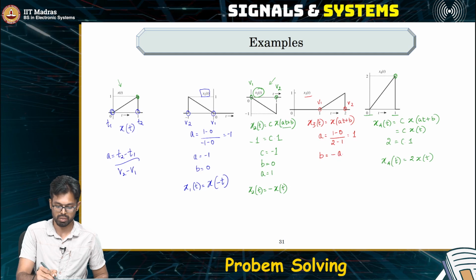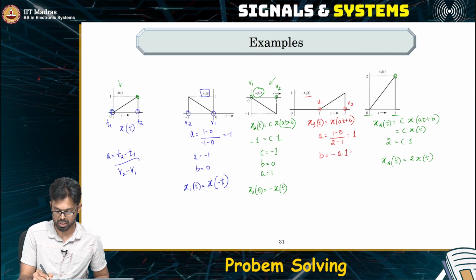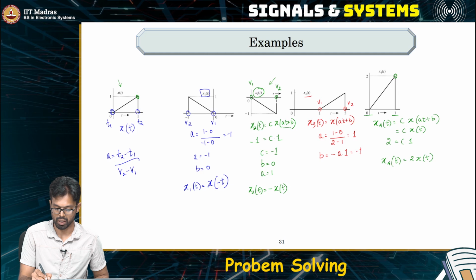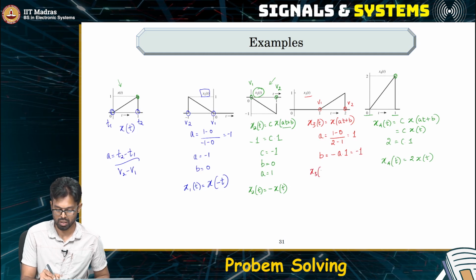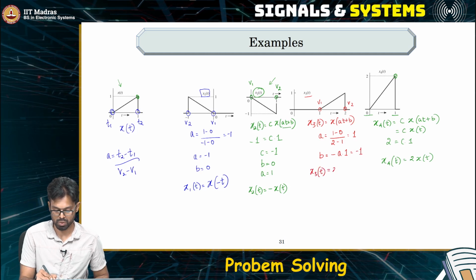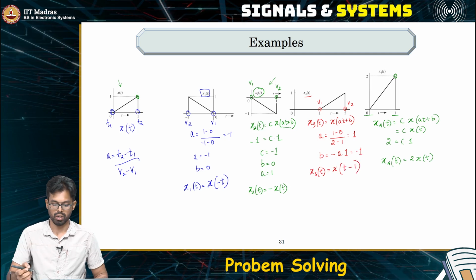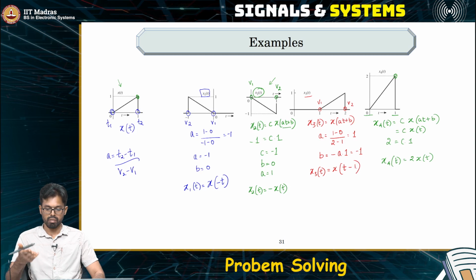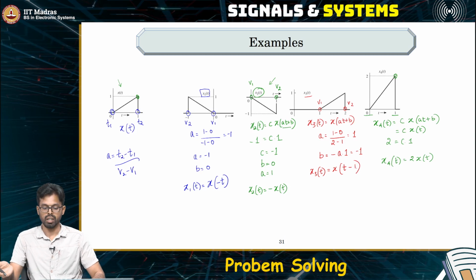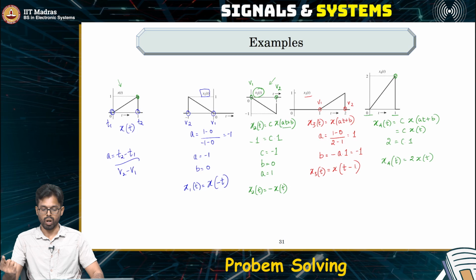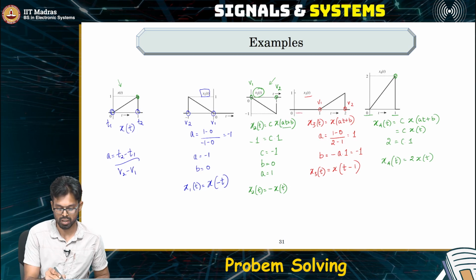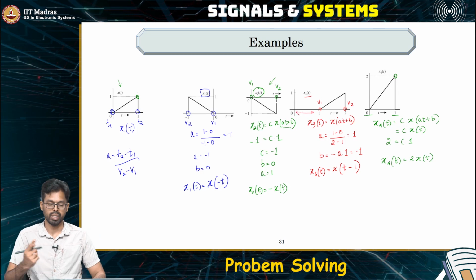V naught, or in this case V1, is 1, which means this is equal to minus 1. In other words, we have x3 of t equal to x of t minus 1, which makes sense because when b is negative, we move to the right, and here we are moving to the right by one time instant. As you can see, we have just moved by one time instant.